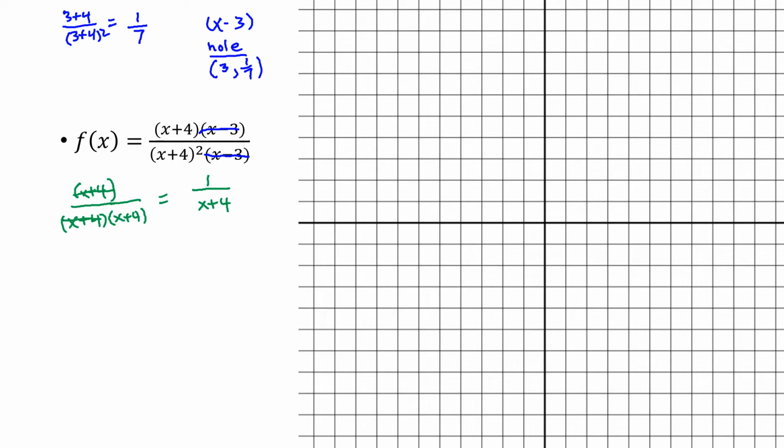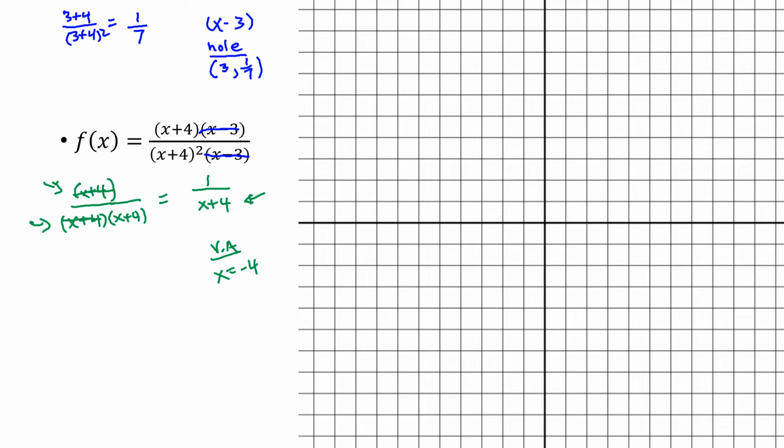So remember, we only have holes where everything cancels out completely. Even though we had x + 4 cancel out here and x + 4 cancel out here, we're still left with x + 4 here. Since we still have something left over, we cannot say that there's a hole for this particular factor. Instead, this factor tells us something about the vertical asymptote. So our vertical asymptote would have to be at x equals -4.